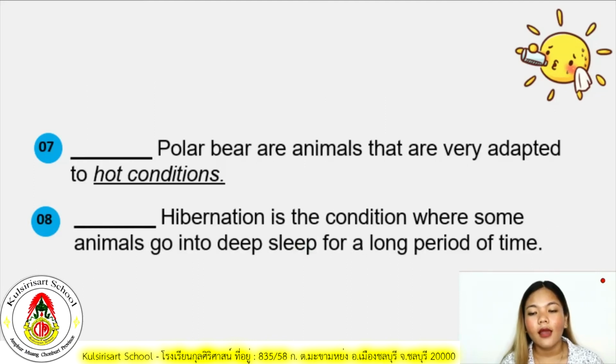Number 7, polar bears are animals that are very adapted to hot conditions. Is it true or is it false?